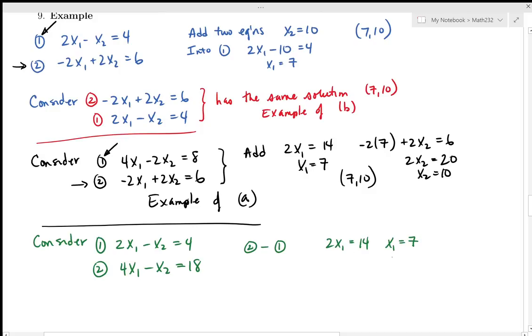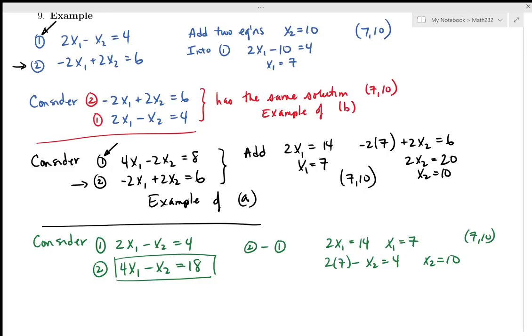And then I can substitute that in. 2 times 7 minus x2 equals 4, and I get that x2 is equal to 10. Okay, it has the same solution set as the other ones. Now let's take a closer look at this equation right here. What did I do to get that? I took 3 times equation 1.